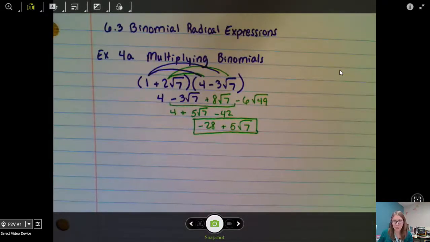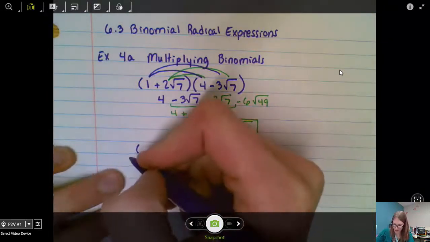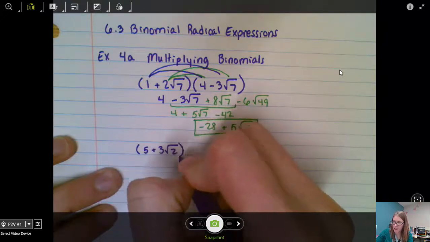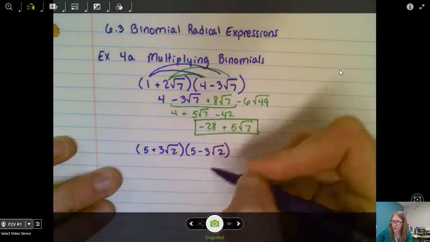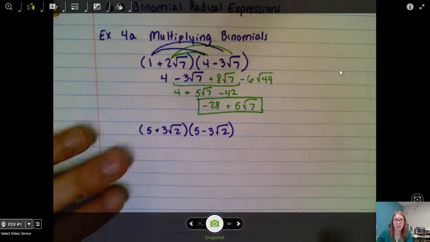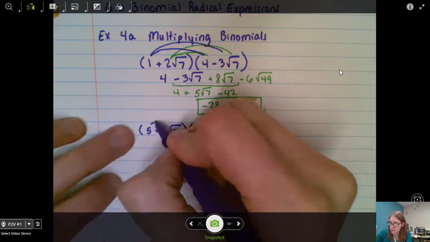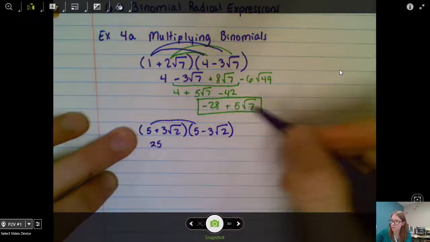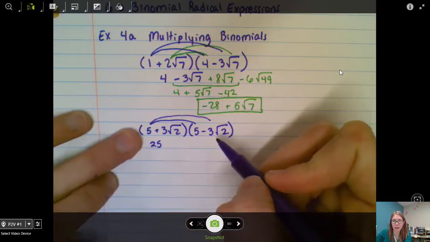My second example we'll do in example 4a here. We have conjugates. And conjugates, if you remember, we have the same thing, but the opposite sign in the middle. 5 plus 3 square root of 2 times 5 minus 3 square root of 2. But the same idea, I need to FOIL here. 5 times 5 is 25. 5 times negative 3 square root of 2.